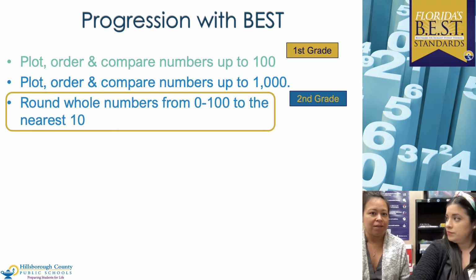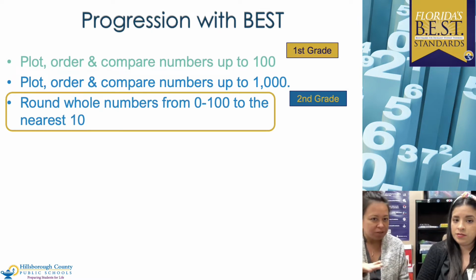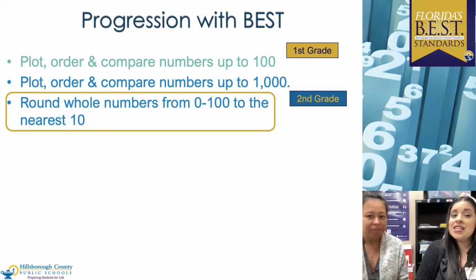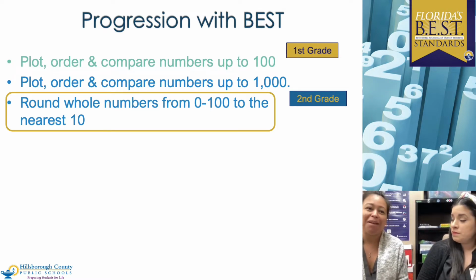Oh, that's interesting. I see in first grade, they just plot, order, and compare numbers up to 100. And then in second grade, they do the same thing, but they go up to 1,000. And it looks like this is the first time that they're rounding whole numbers? This is the first time that they'll be rounding whole numbers. Oh, that means that my instruction is really important for that.